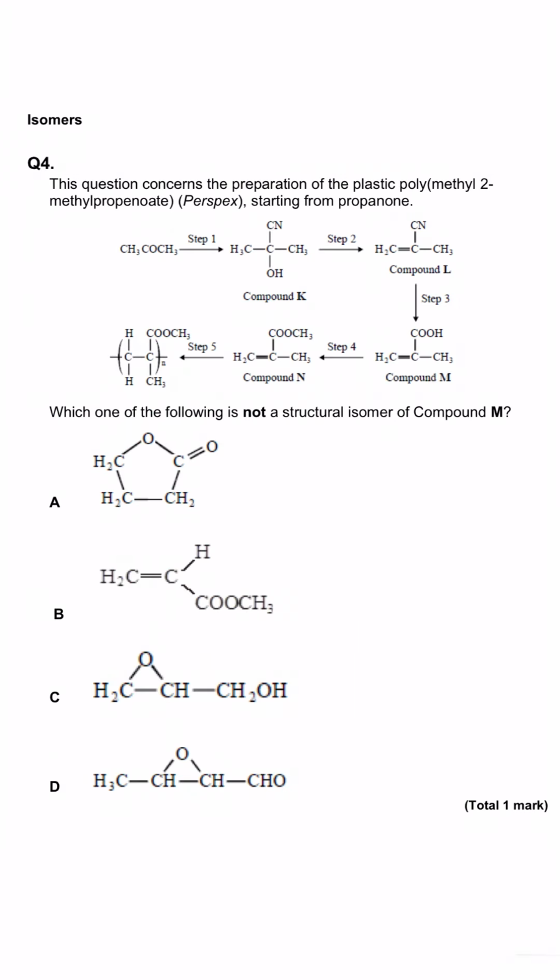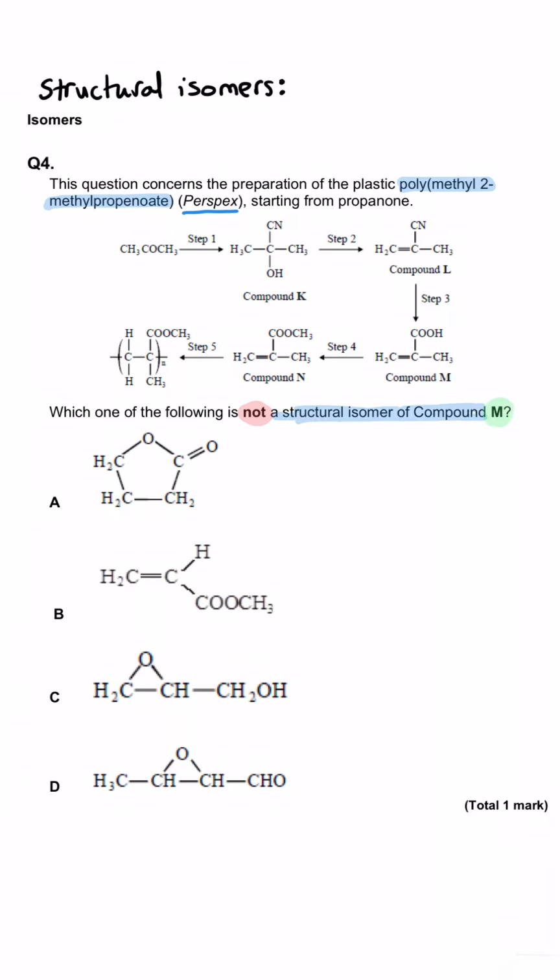Here we're being shown a very complicated looking flow chart which shows one molecule being converted through a number of steps into different compounds, ultimately ending up with something that is called polymethyl 2-methylpropenoate, which is commonly called Perspex. However, our question that we're being asked is, which of the following is not a structural isomer of compound M?